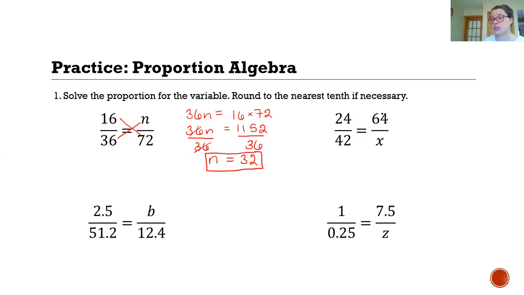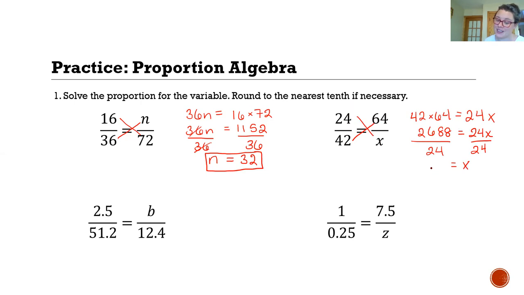24 over 42 equals 64 over x. Well, 42 times 64 equals, I'm going to do 24 times x. 42 times 64 leaves us with 2,688. Just put it in your calculator. Is equal to 24x. Divide both sides by 24. x equals 112. And it doesn't really matter which side; you can write x equals 112 or 112 equals x. Either way, it's going to work fine for us.